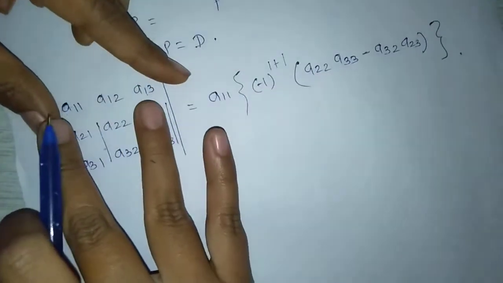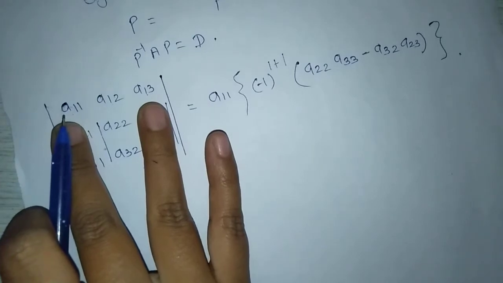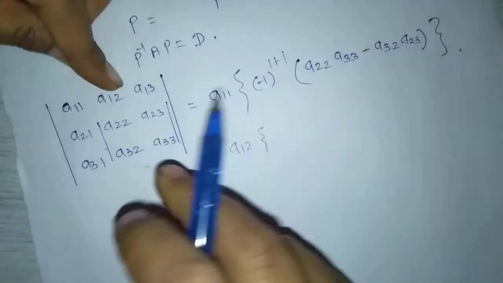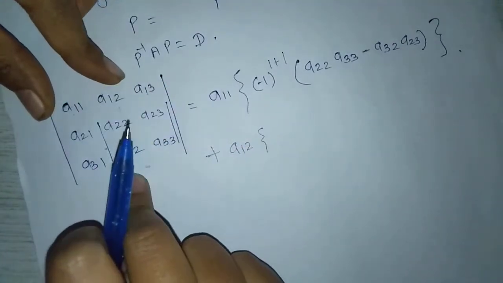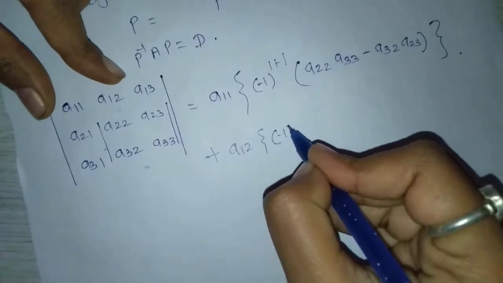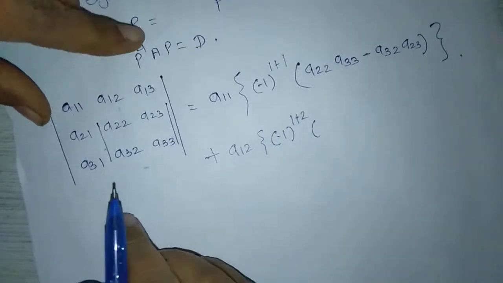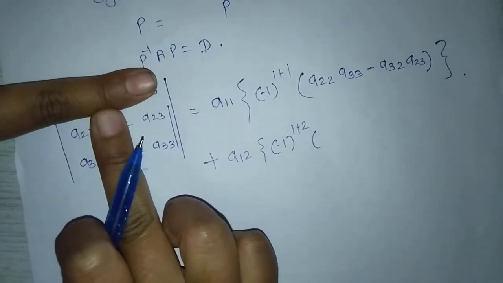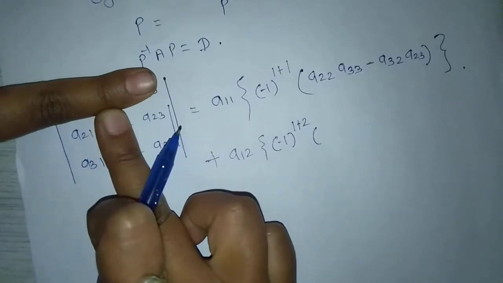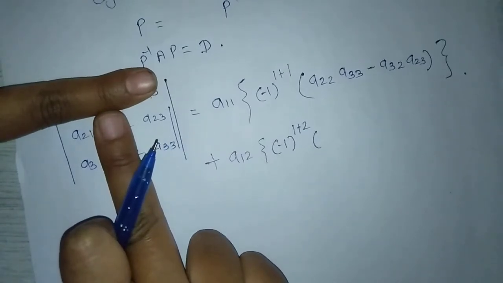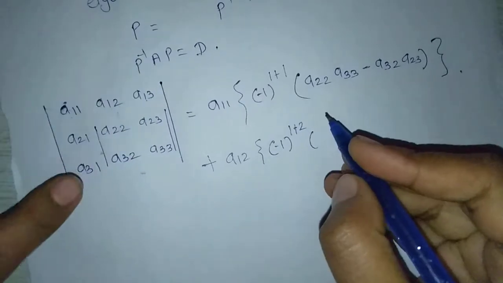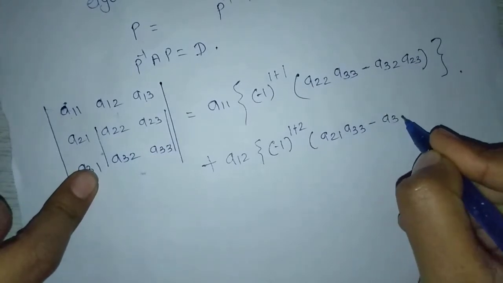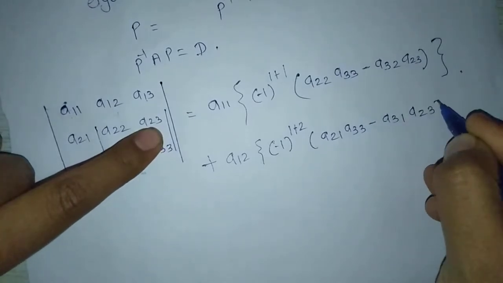Plus, now here two elements are remaining, A12 and A13. A12 multiplied with, now A12 lies in the first row and second column, so A12 multiplied with -1 raised to 1 plus 2 into, now eliminate the first row and second column. What will remain? A21, A23, A31, A33. Take the determinant of this 2 by 2 matrix, we get A21 into A33 minus A31 into A23.